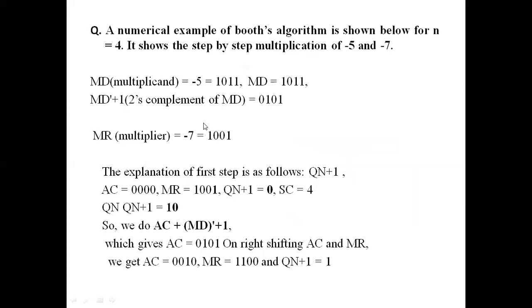So here is a numerical problem where we do the multiplication between -5 and -7. So here what is the multiplicand, the MD? That is -5. So the multiplicand is -5 and the multiplier is -7. First of all, the multiplicand, that means MD, is -5, so we make it in binary, that is 1 0 1 1. And what is the MD? MD is 1 0 1 1.